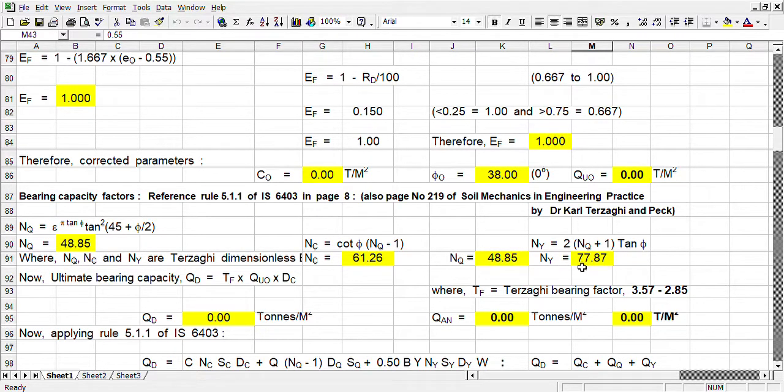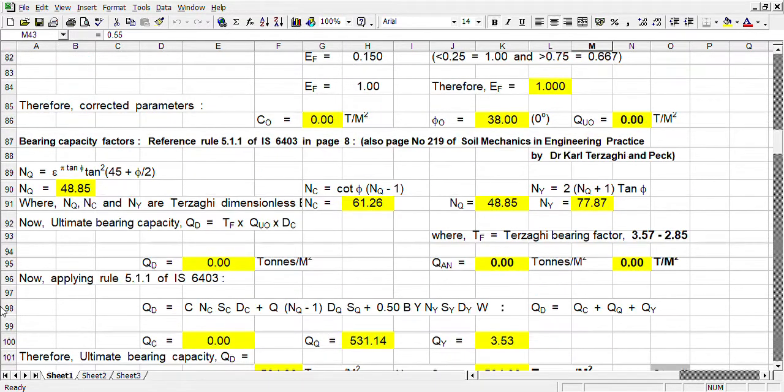These are all Terzaghi bearing capacity factors, that is NC is 61.26 and NQ is 48.85 and N gamma is 77.87. Now, under rule 5.1.1 of IS 6403, which was recommended by IRC 78, this equation is this: C, NC, SC, DC. The IC was neglected since all wells are vertically loaded.